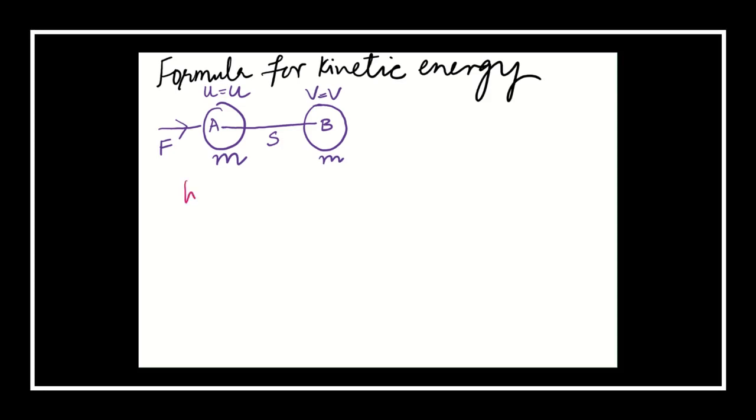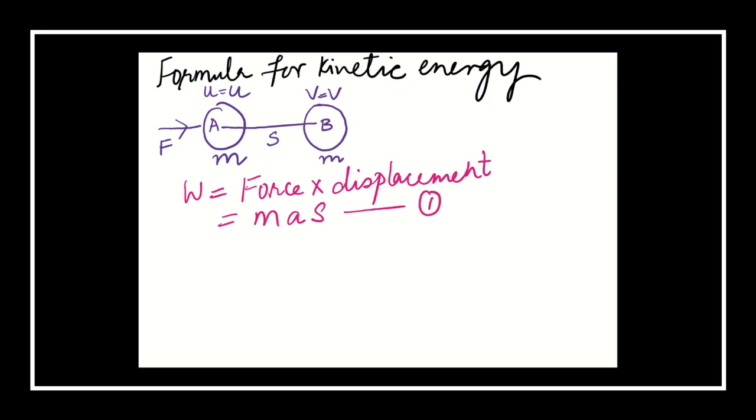Small amount of work which will be done to move the body from one point to another will be equal to force multiplied by displacement. That can be written as mass into acceleration into s. Here s is the displacement covered by the body. Let this equation be first equation. Now we know the third equation of motion, that is v square is equal to u square plus 2as. So from here we will use the value (v square minus u square) upon 2 is equal to as and put it in our equation number 1.